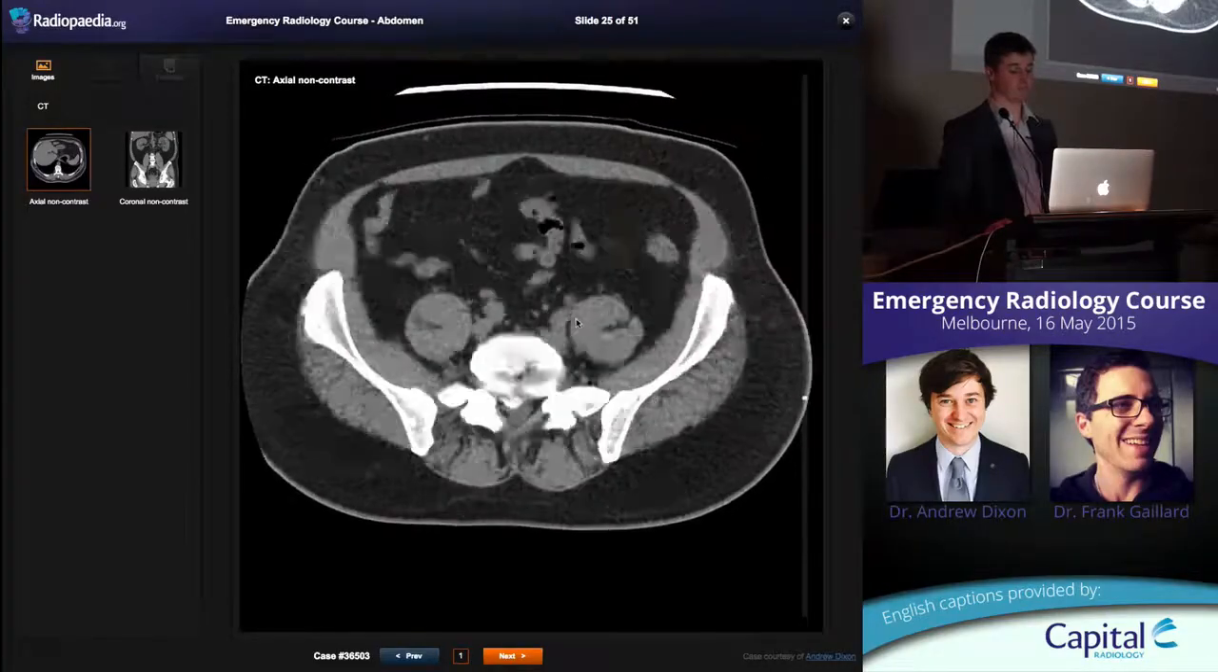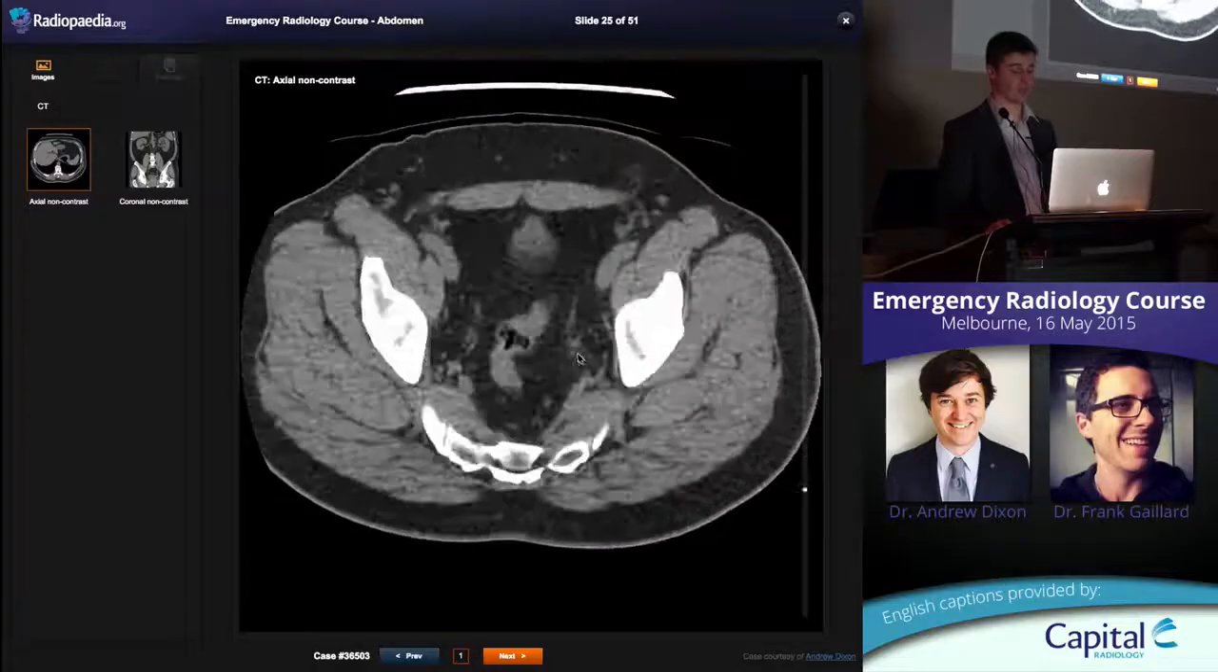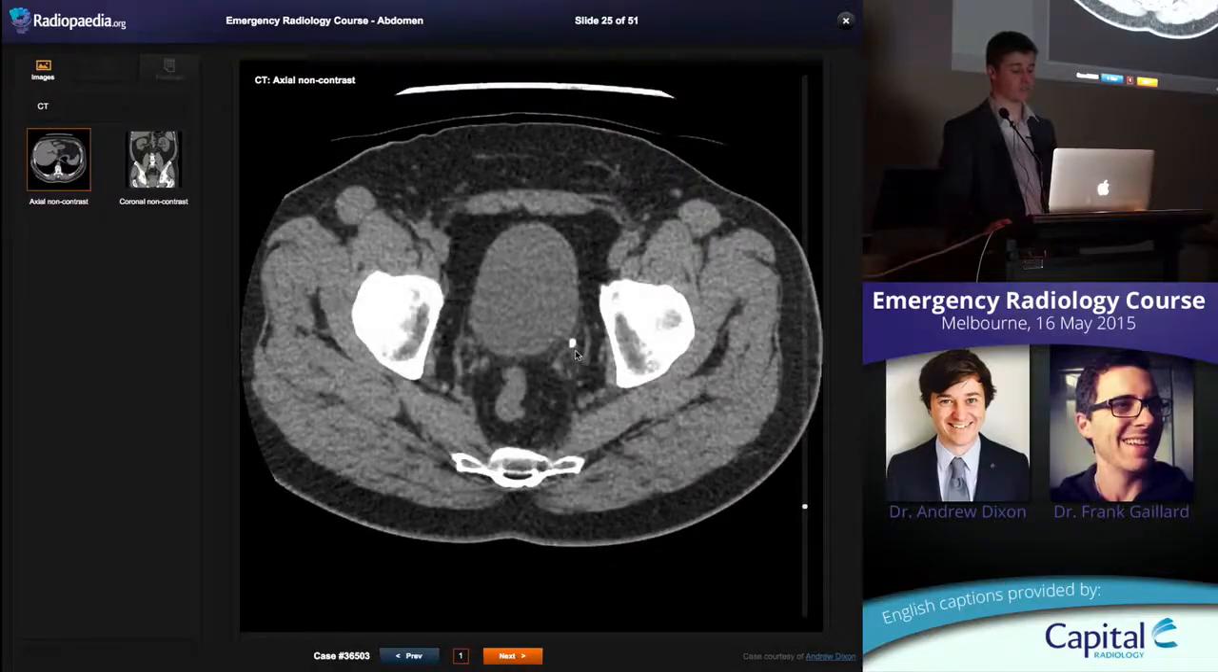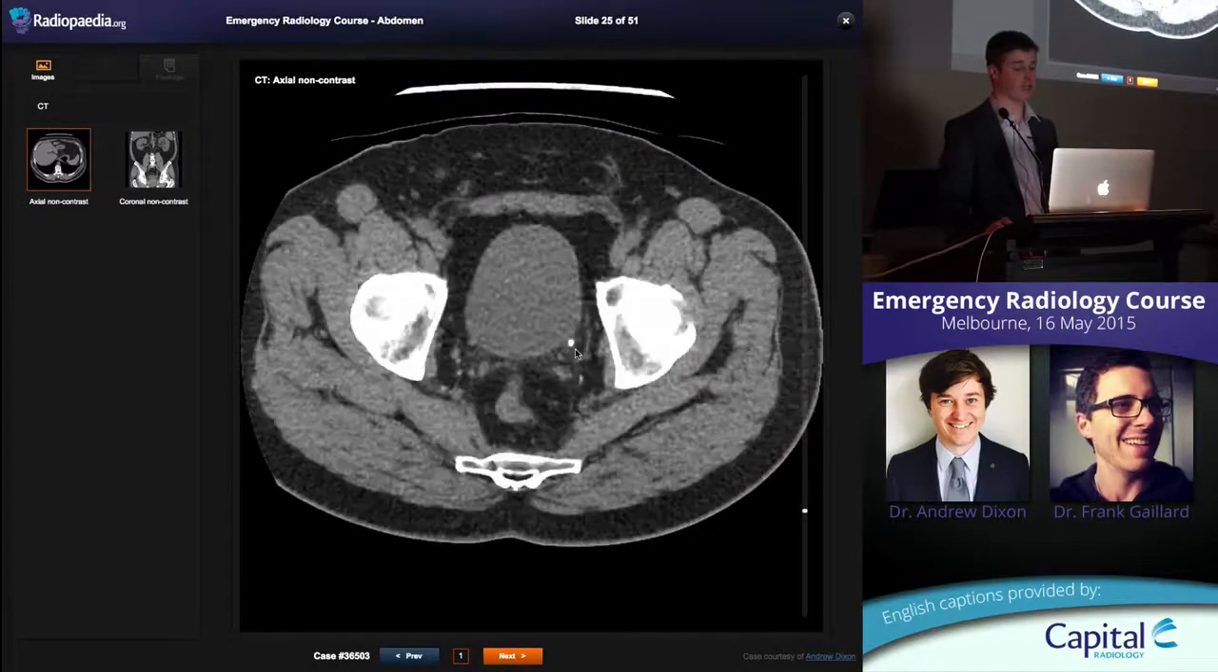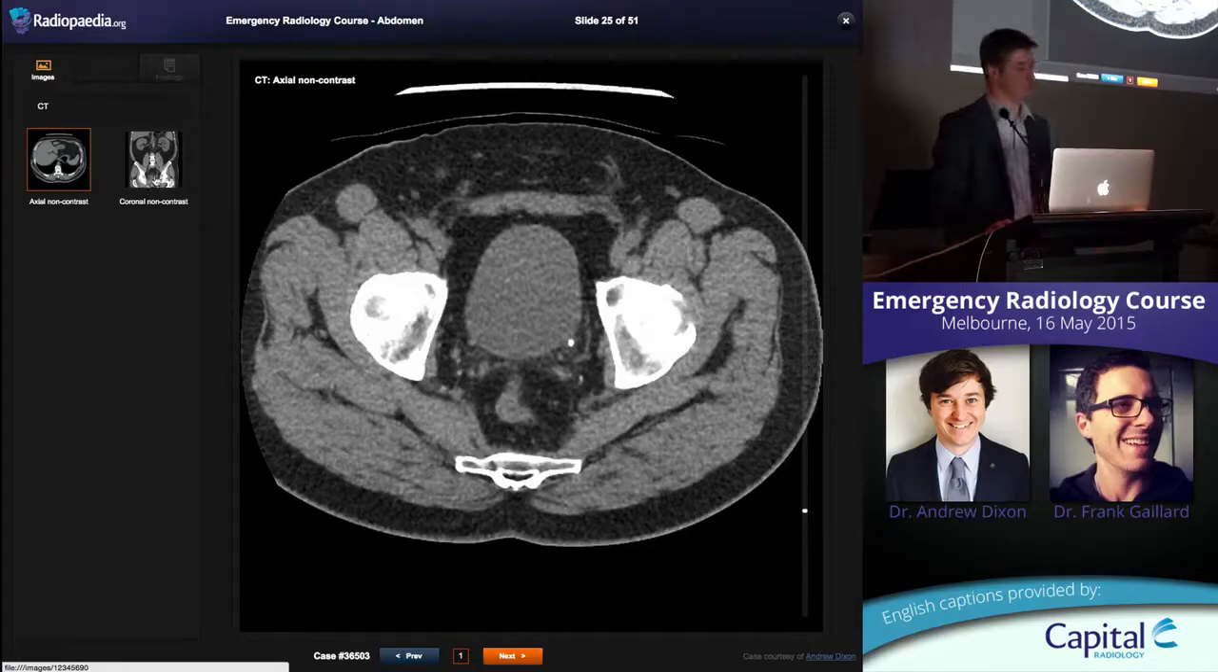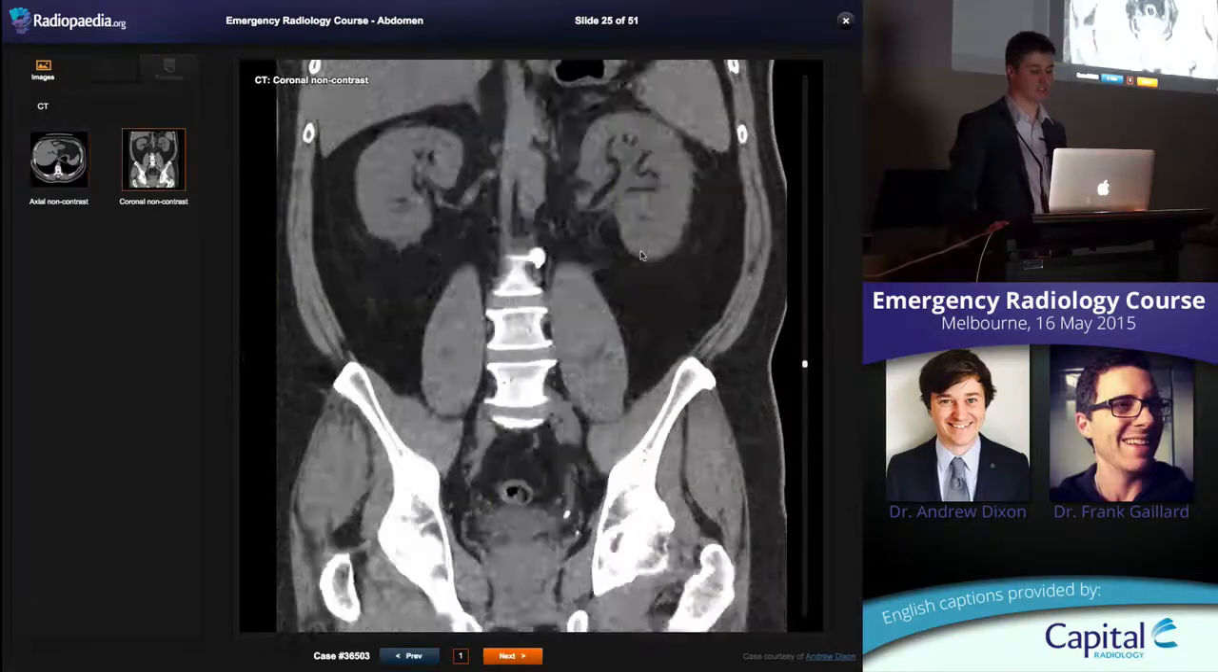Follow it all the way down, and you will discover your stone. Okay, very common site to get it stuck, the vesicoureteric junction. Measure it. 5 millimetres is usually the size they're interested in. There's a chance that a 5 millimetre stone won't pass by itself. If it's less than 5 millimetres, they almost always pass themselves, don't need any intervention.